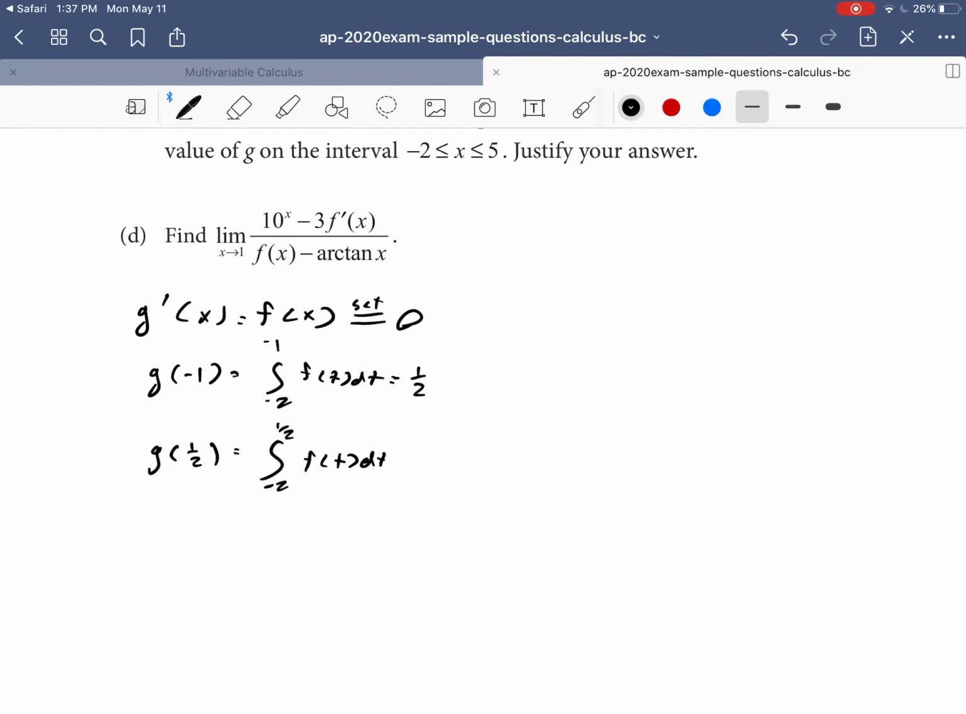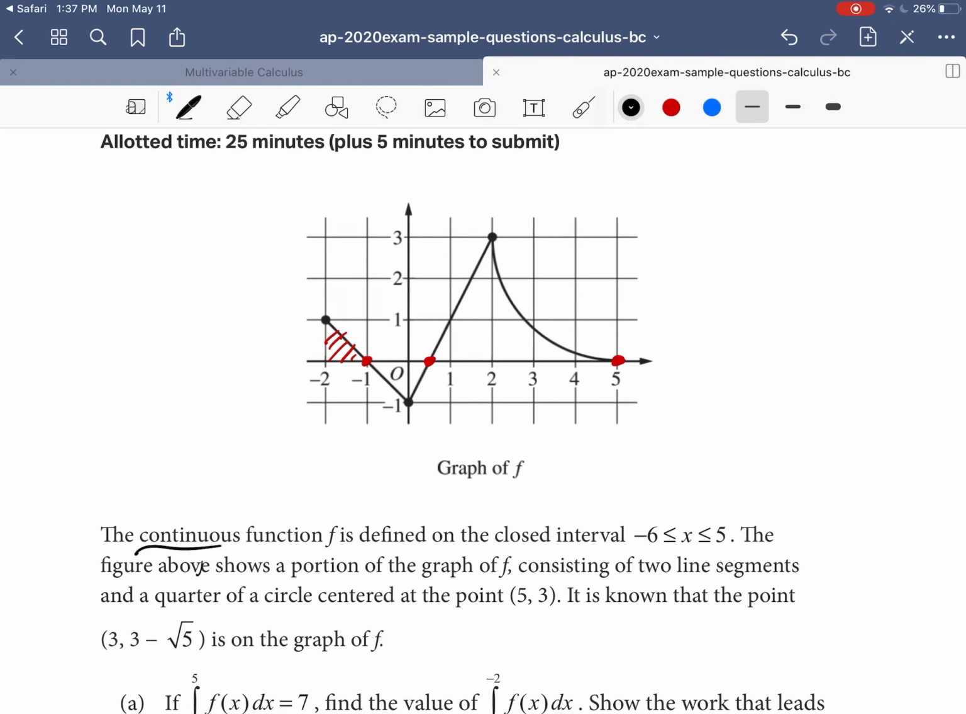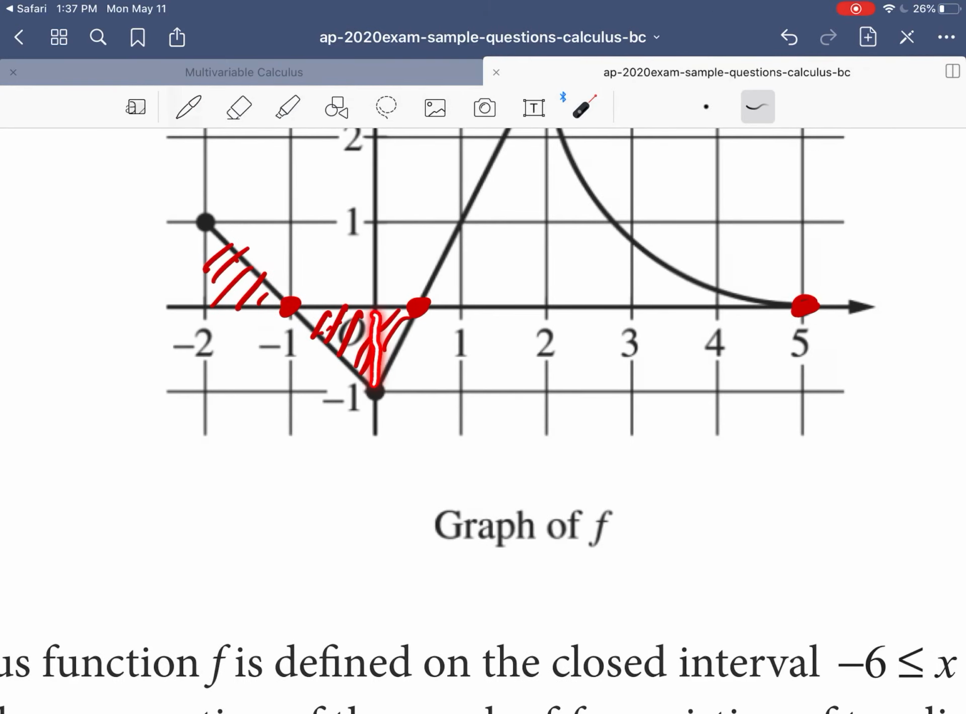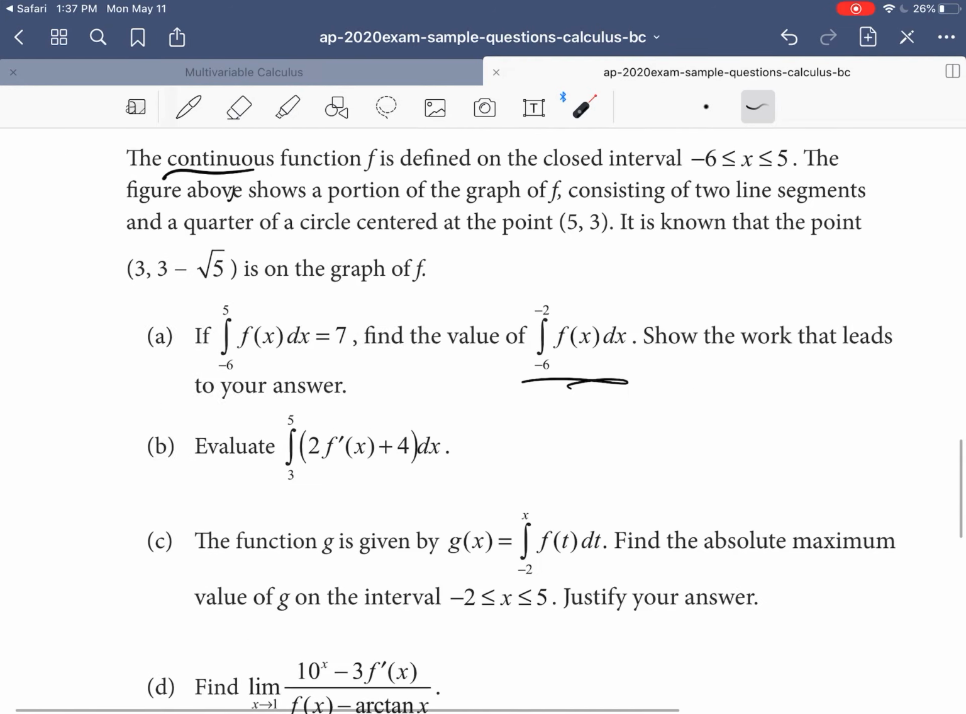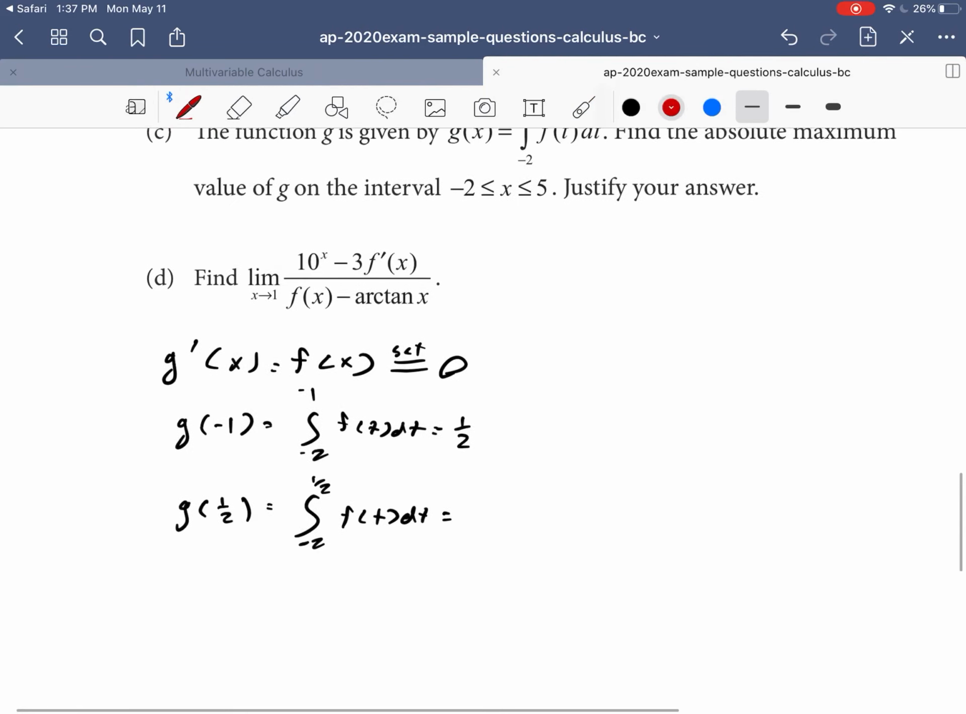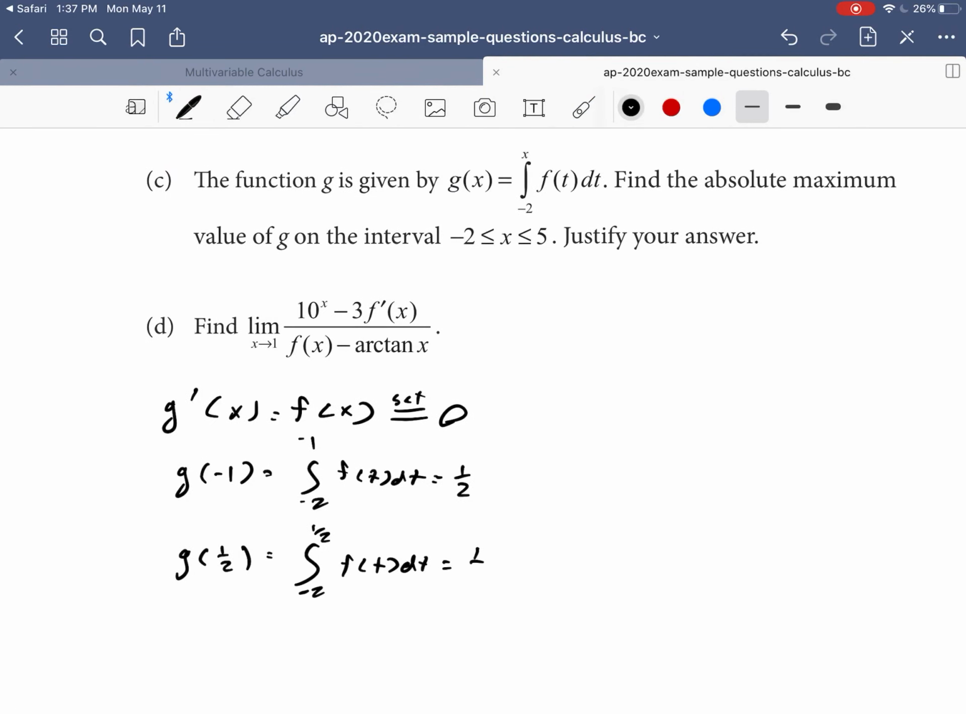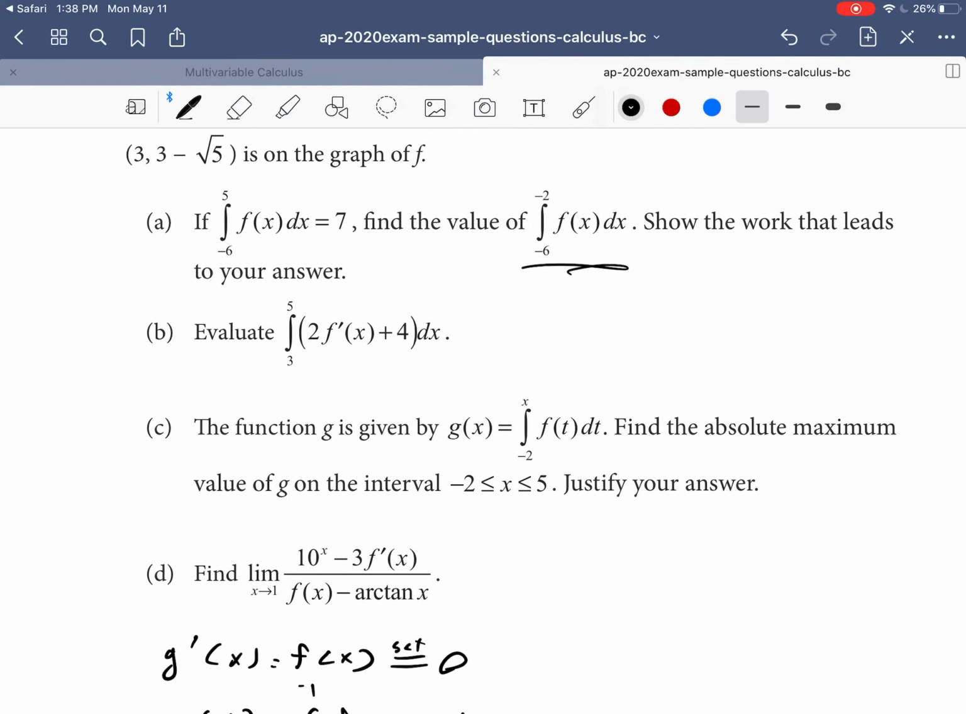We need g of a half. That's going to be the integral from negative 2 to a half of f of t dt. And again, we're going to look at this in terms of area. Notice that this rectangle is going to cancel out in area with this rectangle here. And so we're just left with finding the area of this small right triangle. That triangle has a height of 1, a base of a half. That means its area is a fourth. And so that's the answer to that integral.